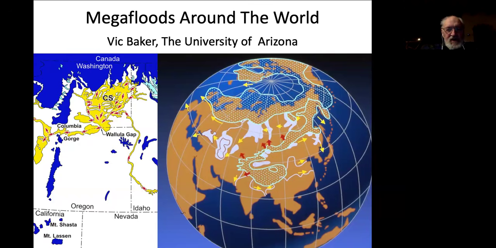And shown in yellow are the areas that were inundated by cataclysmic flooding in that general time period.